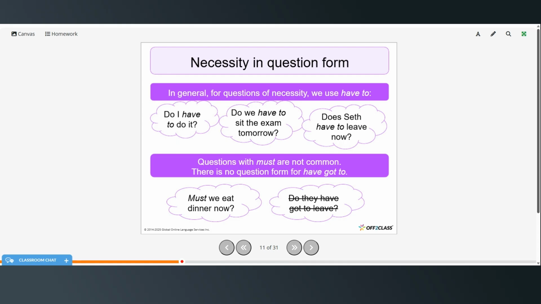Questions with must are not common, and there is no question form of have got to. So must we eat dinner now? I mean, that's possible, but it's not very common. It sounds very formal. And do they have got to leave would be incorrect. Although you might hear some people say, have they got to leave? I'm not sure that I would agree totally that there's no question form for have got to, but in this form, that would not be correct.